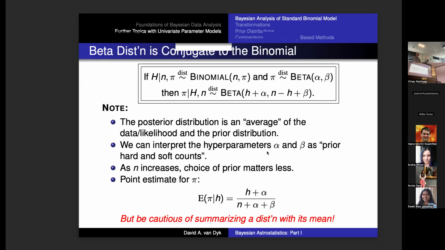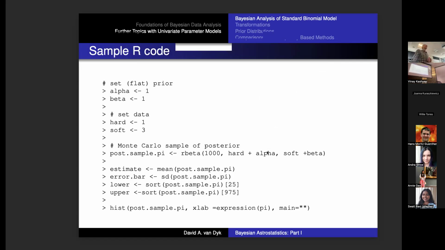Let's see, what does that say? So the posterior is an average of the data and the prior, essentially based on an argument based on what I just said. We can interpret alpha and beta as prior hard and soft counts. As n increases, the choice of prior matters less. You can see if I fix alpha and beta, as I get more and more data, the alpha and the beta become irrelevant. So that's kind of nice.